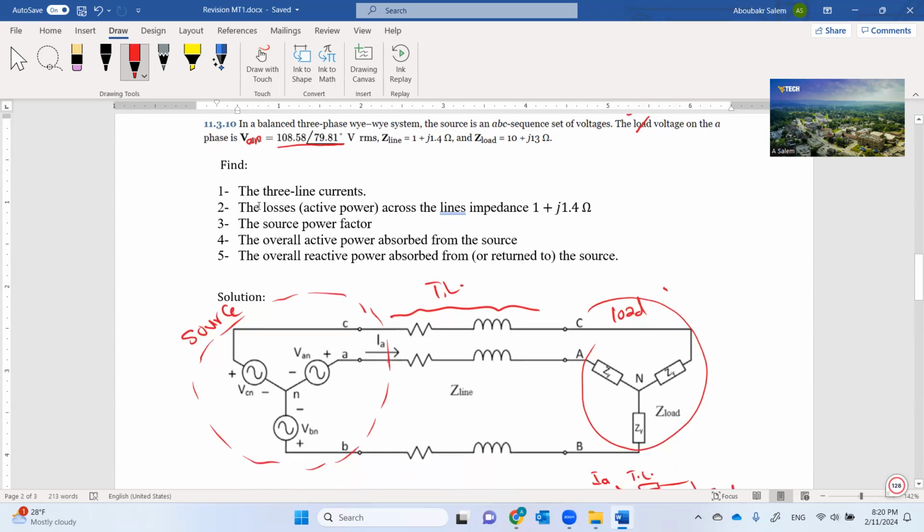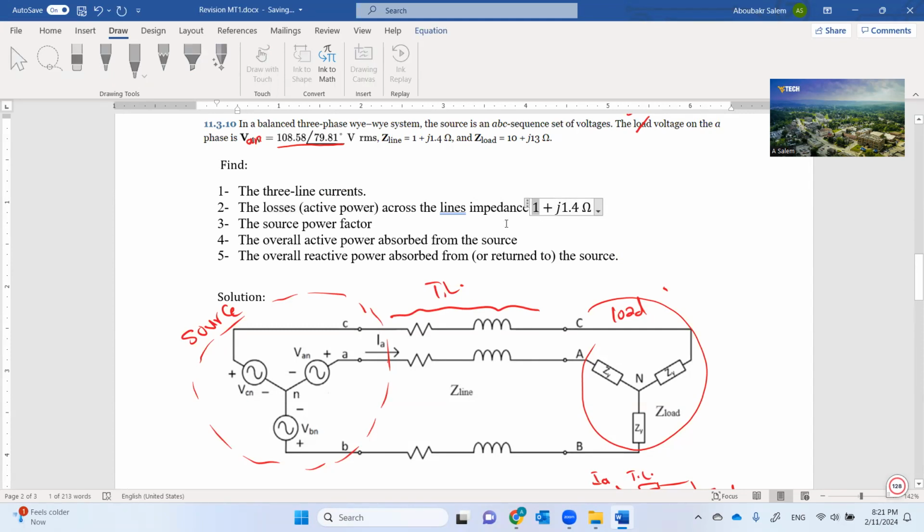Another question here, find the losses, and I declared here this is active power. So any loss, guys, means active power across resistance. So find the losses across the line impedance, and the line impedance is this impedance. This doesn't mean we should say I squared times impedance, because by the end the losses is nothing but active power. So we should say I squared times only the real part of the transmission line.